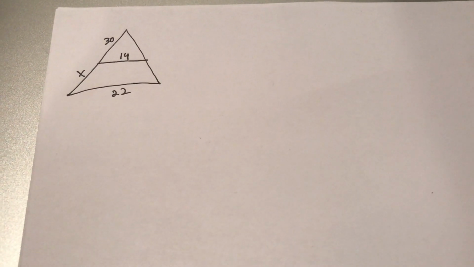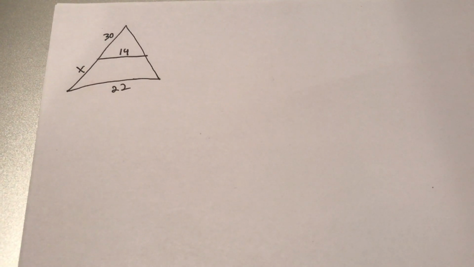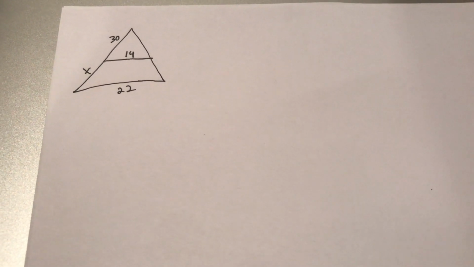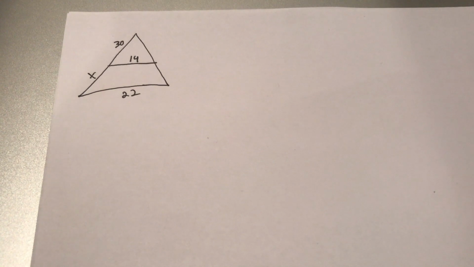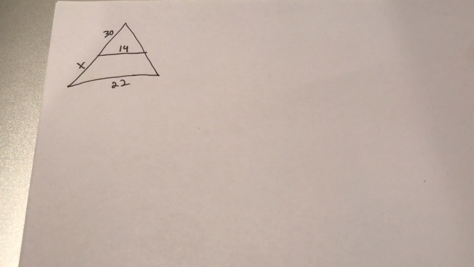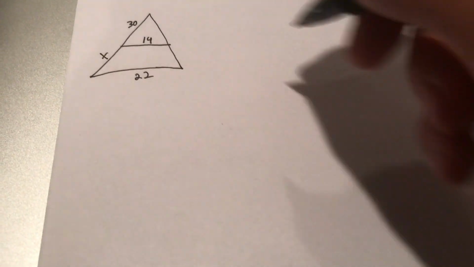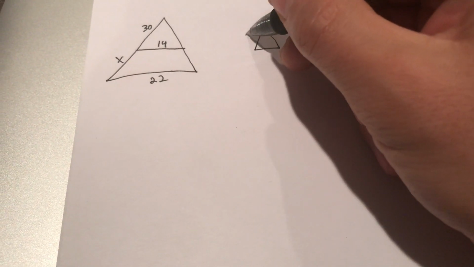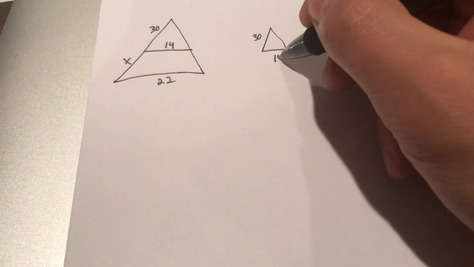So for number 10, again, we have this figure. I didn't write what's on the right side because we don't need it. Okay? So again, I have nested triangles. I have two triangles. I have the small one, where this is 30, and this is 14.